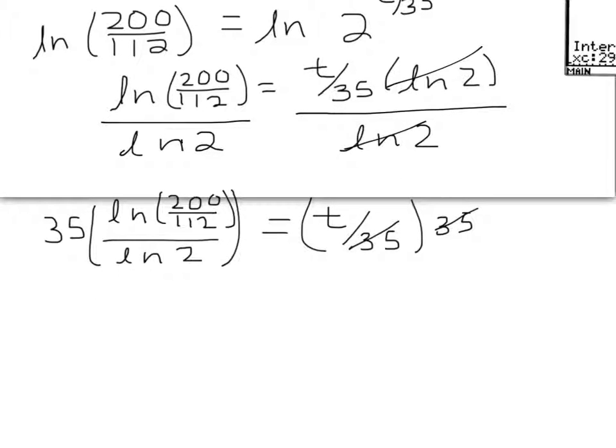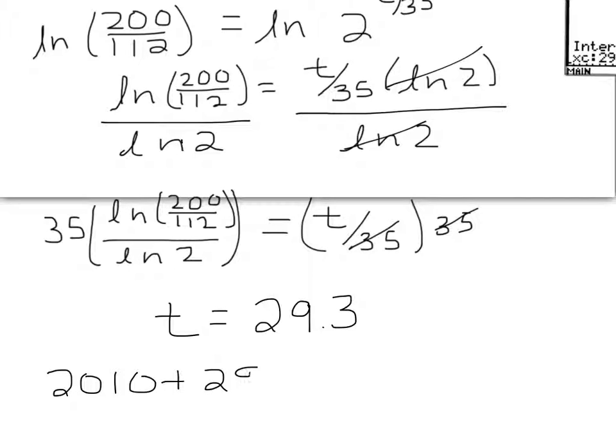Of course, I plug that in the calculator, and I get 29.3. So in about 2010 plus 29.3 years, about the year 2039, my population will reach 200,000.